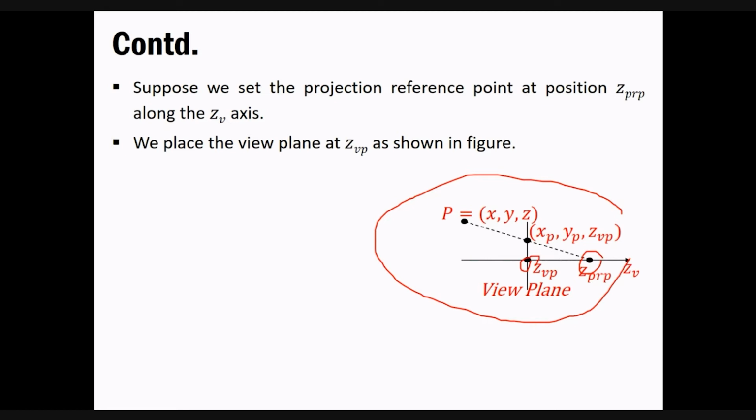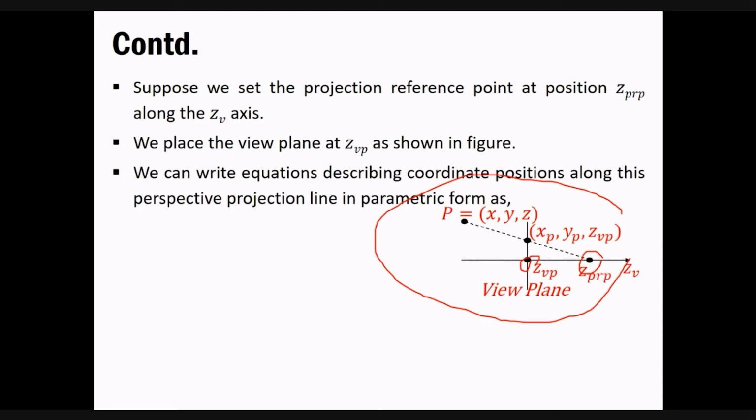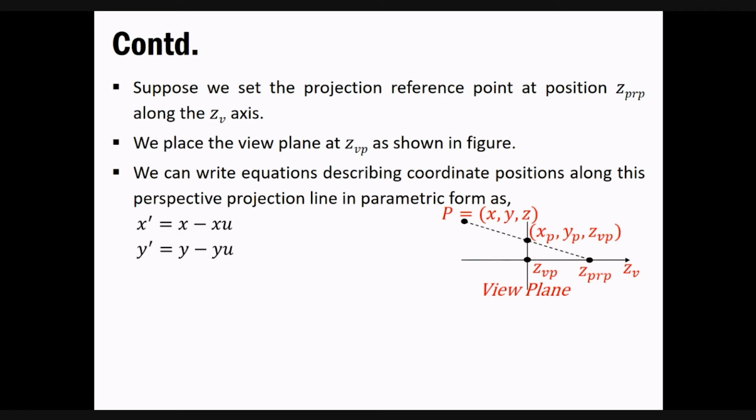And our perspective position is ZPRP. Okay. So now what it says is we can write the whole equation describing the coordinate position along this perspective projection line in parametric form as given over here. Now first thing you'd be getting is x dash, and another thing you'd be getting is y dash. Okay, x dash will be equal to x minus x u, and y dash will be equal to y minus y u.